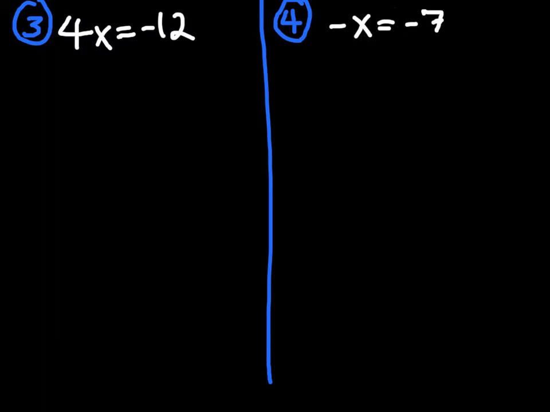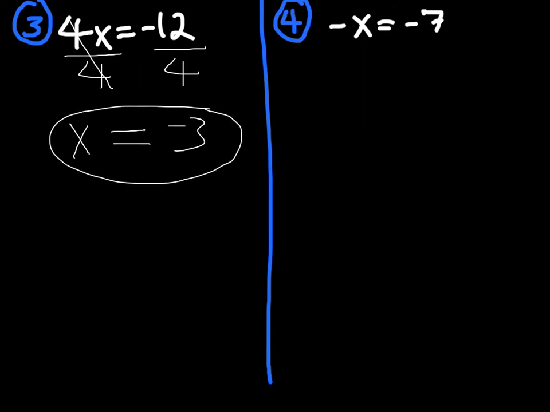Number 3 then is 4x equals negative 12. This time, what is going on between the 4 and the x? Well, that is multiplication, and we said the inverse operation of multiplication is division. So now we have to divide on both sides of our equal sign. And what are we dividing by? Well, 4. So we divide by 4 to cancel out here, because 4 divided by 4 is 1, and 1 times x is just x, and that is exactly what we want. So we have x on the left side, and negative 12 divided by 4 we know is negative 3.